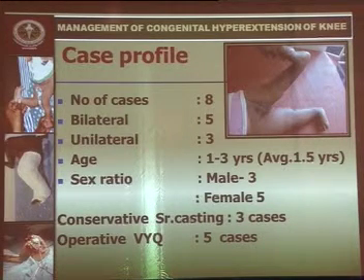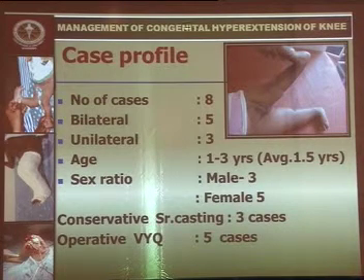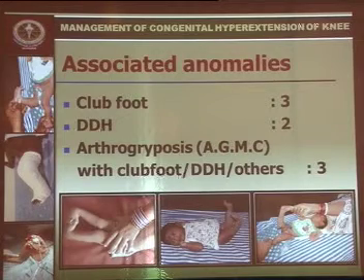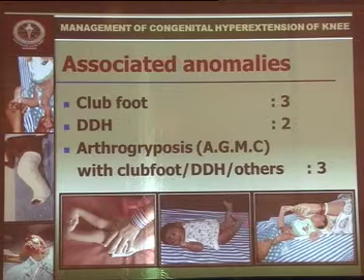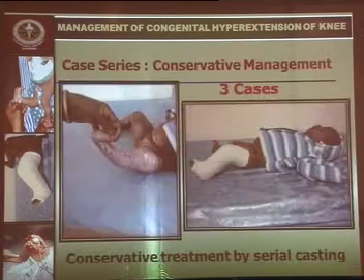Conservative serial casting we have done in 3 cases where we got the result, that is, knee flexion we achieved, and operative VUI quadricepsplasty we have done in 5 cases. We have not tried any PNT, that is percutaneous tenotomy by needle. Now, associated anomalies. What are the associated anomalies? You can see the figures here of how the associated anomalies are there. CTEV you find here with congenital hyperextension, and CTEV, this is also fine. And so many other findings. DDH was there in 2 cases and clubfoot in 3 cases, and AMC with DDH and so many other cases.